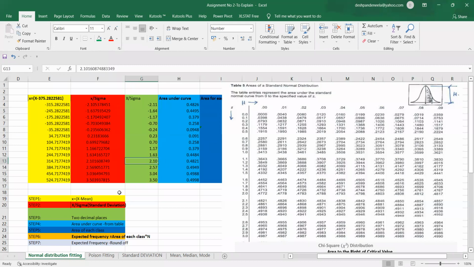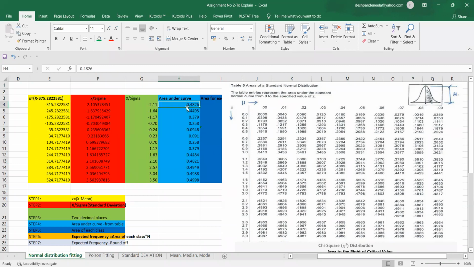Say it is 2.10. Now how will you read this? It will be only 2.1 and 0, so it will be 0.00. So let us see here. So z value is 2.1 and 00. So 0.4821. That's how you have to calculate it.